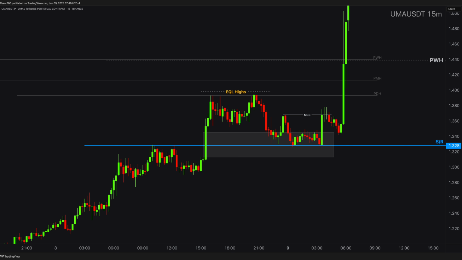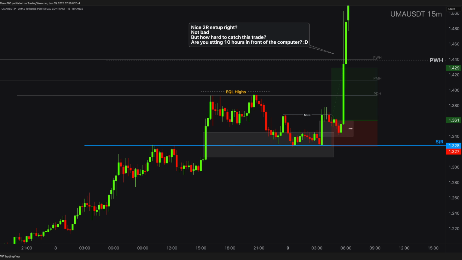Then the rest of the price section is actually very simple concepts. Structure shift followed by an imbalance, then a possible 2-hour setup. Not bad at all. But how hard is it to catch this trade? Are you sitting like 10 hours in front of your computer just for a single trade? Do you really know how hard it is to wait for a single entry all day long, for hours? I think this is not applicable to all traders. Keep this in mind, we will get back to this situation again.